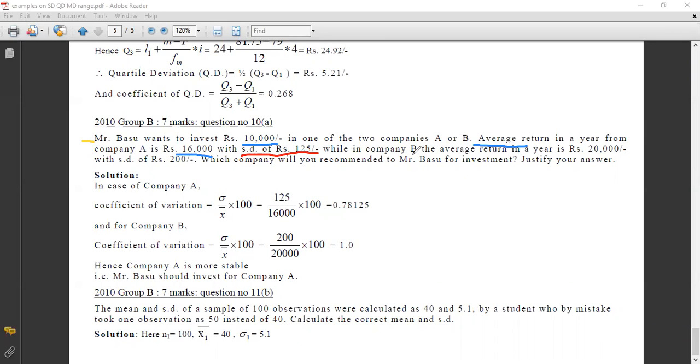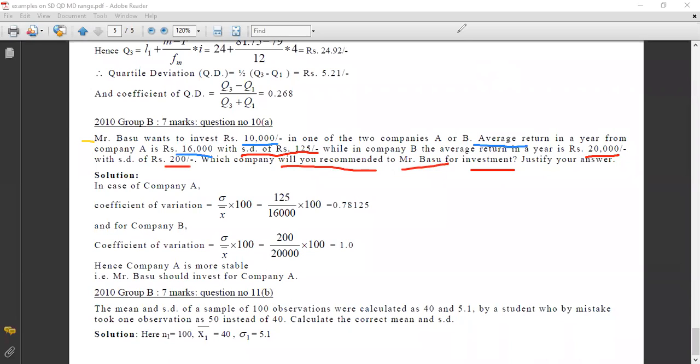But for company B, he will get 20,000 return by investing 10,000. But there is a variation of 200 rupees. Highly fluctuating. Company B gives more return but fluctuates highly; company A gives less return, 16,000, but fluctuates low. Which company will you recommend to Mr. Basu for investment?